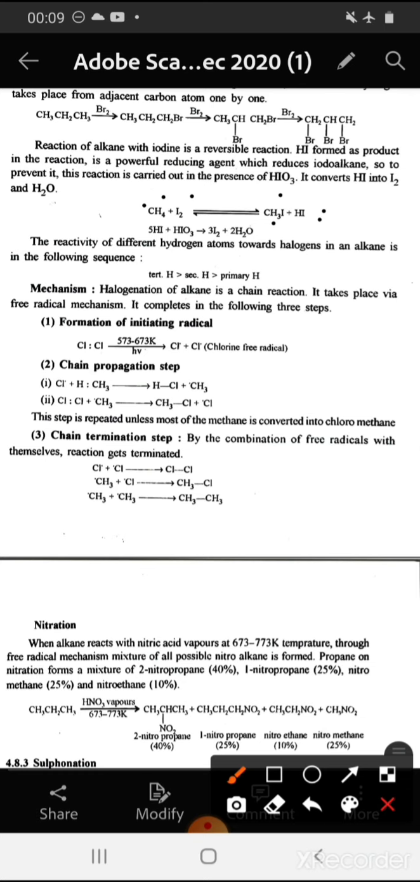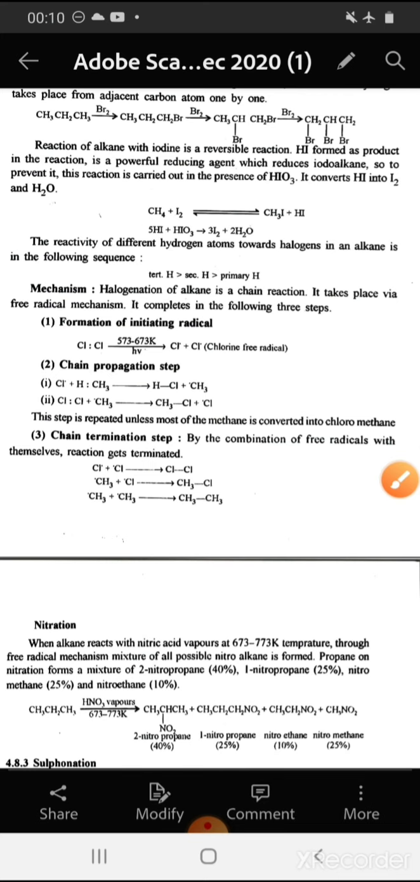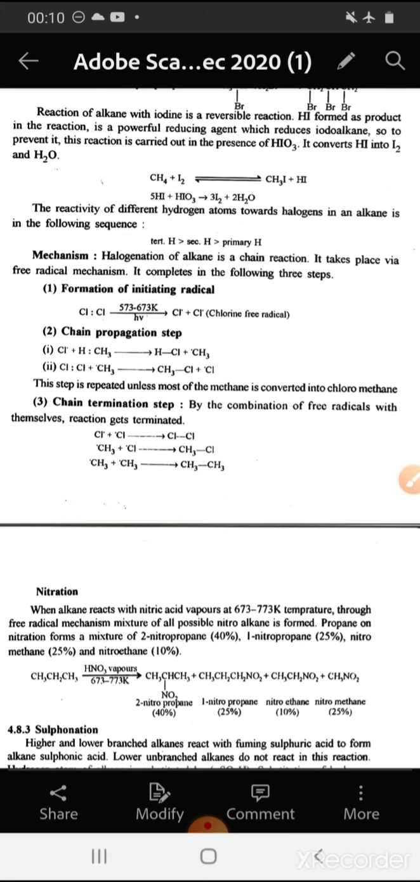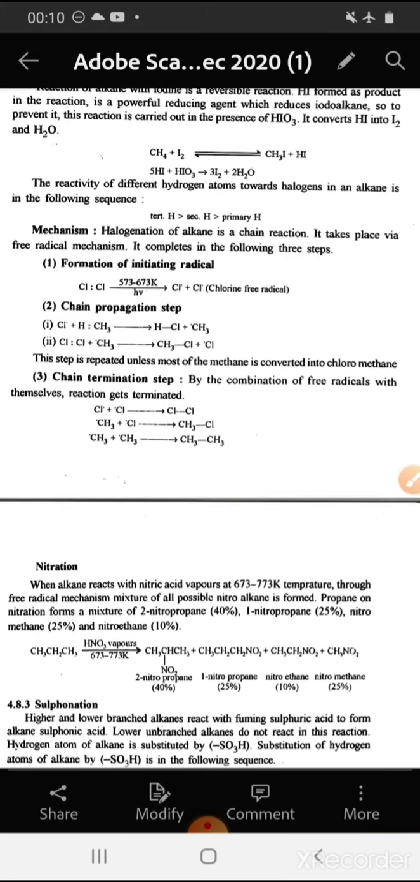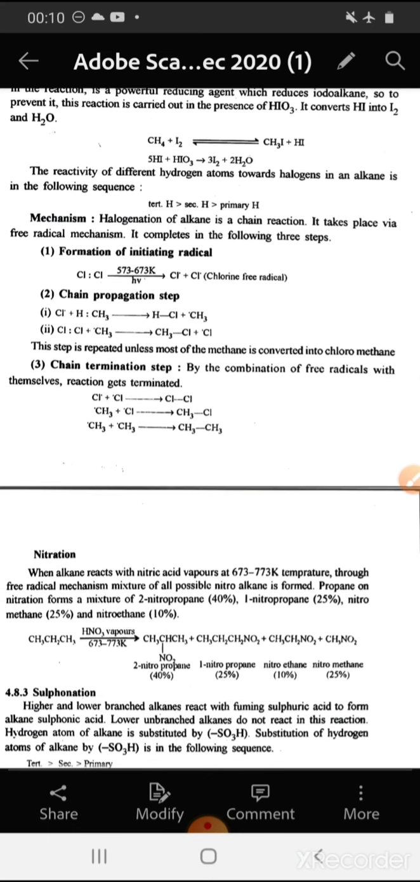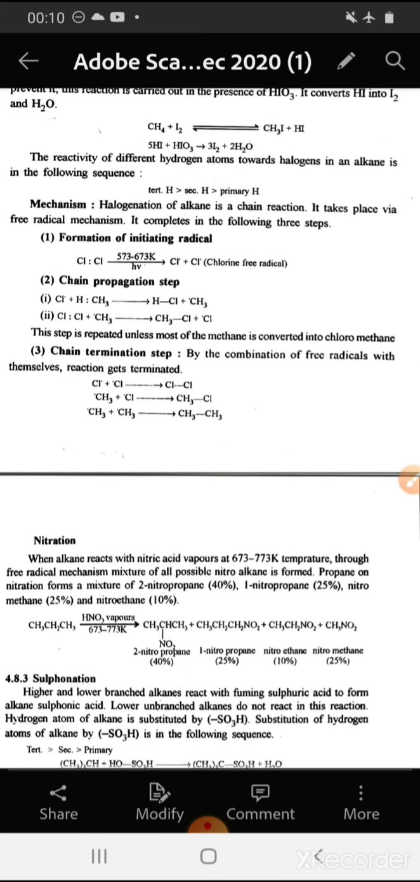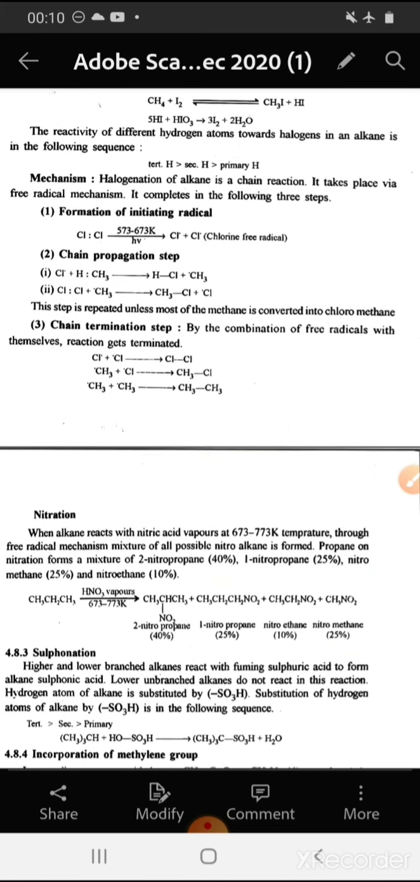and equilibrium is reached. So in the presence of HIO3, the HI which is formed reacts with HIO3 to form iodine and water. That is, this HI formed in this reaction reacts with HIO3 to form iodine and water. So the back reaction is stopped and the forward reaction continues till the reaction is complete. The reactivity of different hydrogen atoms towards halogens in an alkane is in the following sequence. The reactivity of the tertiary hydrogen is greatest and that of primary hydrogen is minimum. That is, it is the least.